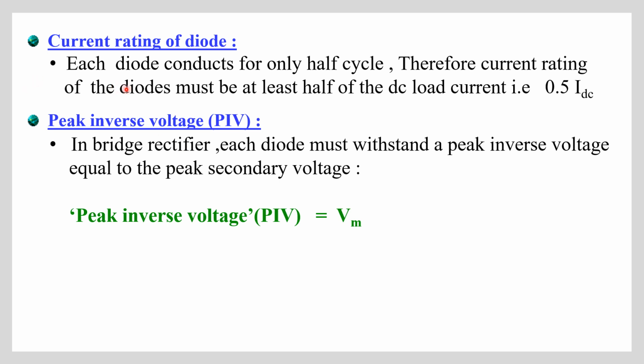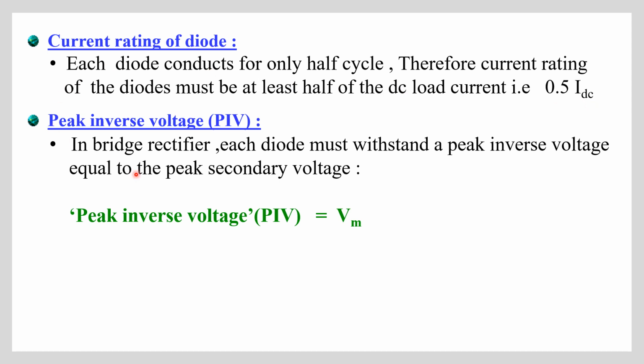The next parameter is the current rating of the diode. Each diode conducts for only half cycle, and therefore the current rating of the diode must be at least half of the DC load current. So the current rating of the diode should be half of the IDC value, that is 0.5 of the IDC value.